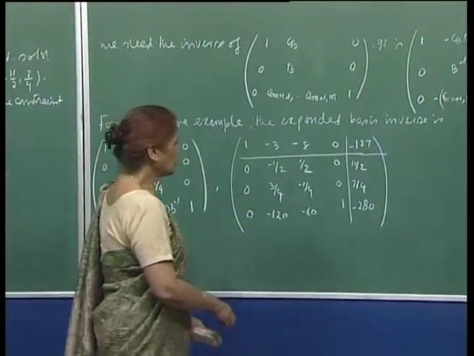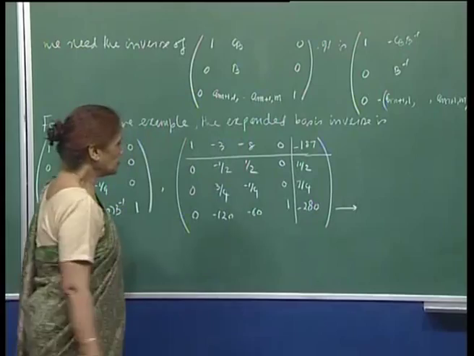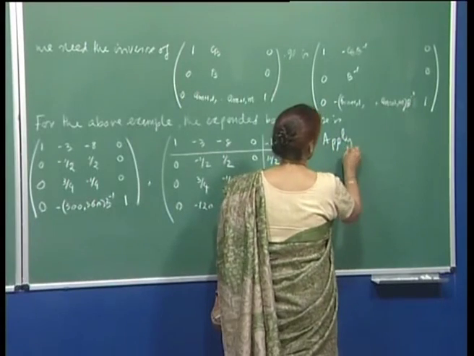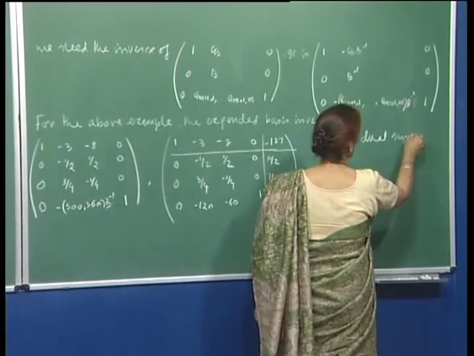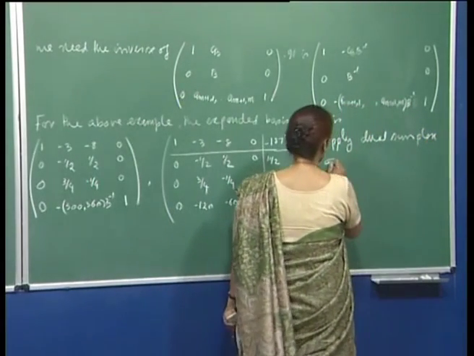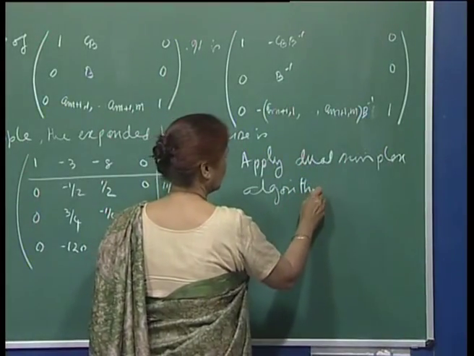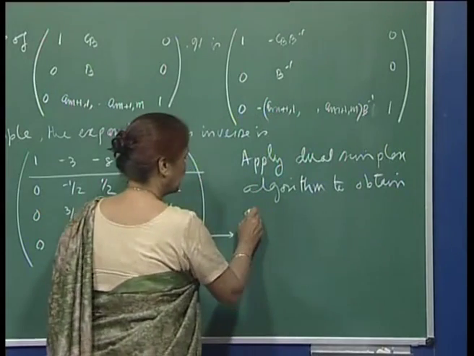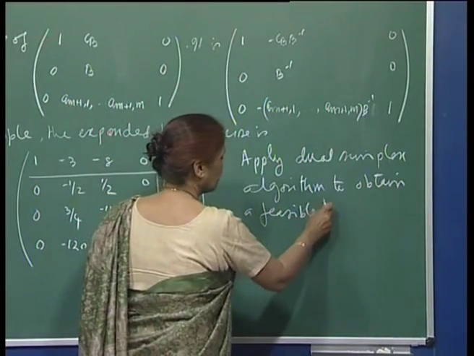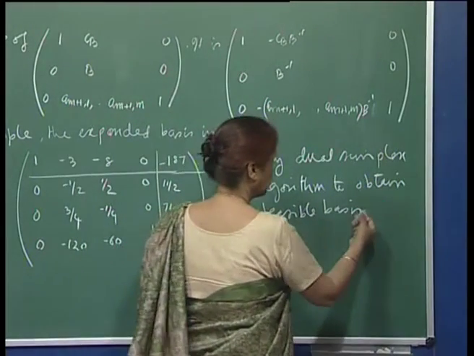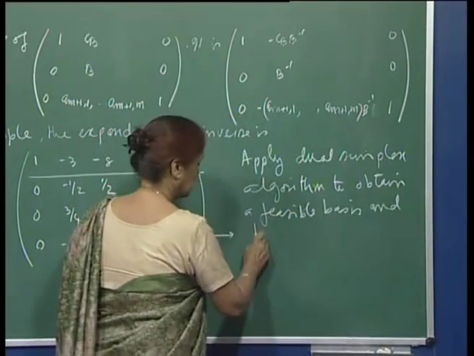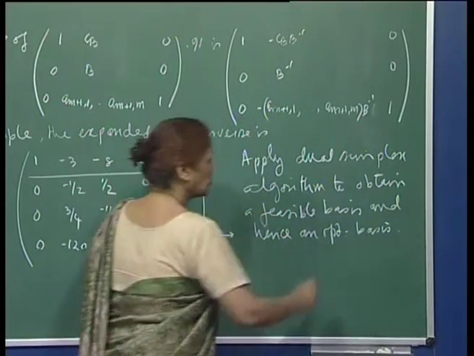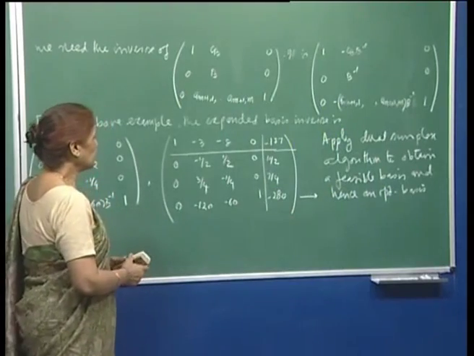And so, we will have to remove x7 from the basis, right. That means apply the dual simplex algorithm to obtain a feasible basis, right, a feasible basis, and hence an optimal basis, because the optimality criteria will not be disturbed, and I have already discussed that with you.